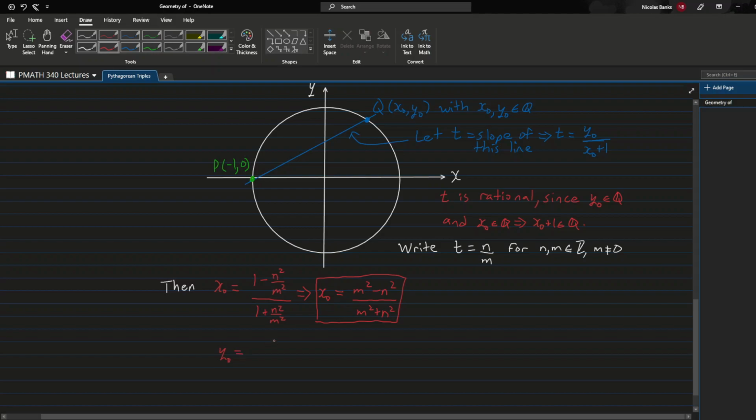Similarly, we had an expression for y naught. It was 2t. T is now n over m over the same denominator, 1 plus n squared over m squared. So, yeah, we multiply by m squared on top and bottom again, and we get y naught is 2mn over m squared plus n squared.